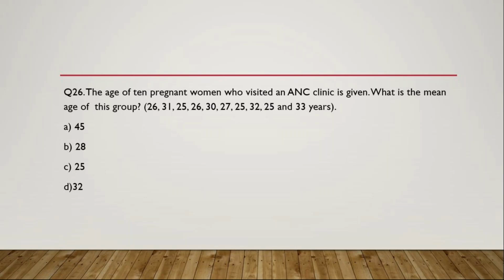Next question. Solve and answer. The ages of 10 pregnant women who visited an ANC clinic are given. What is the mean age of this group? 26, 31, 25, 26, 30, 27, 25, 32, 25, and 33 years. Solve and answer. Options are option A 45, option B 28, option C 25, and option D 32.